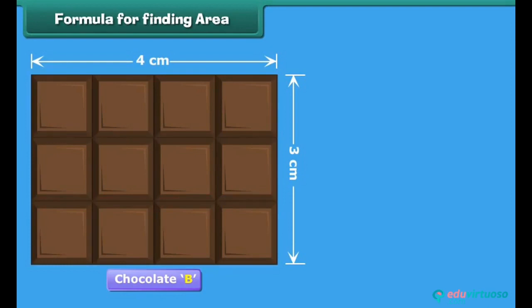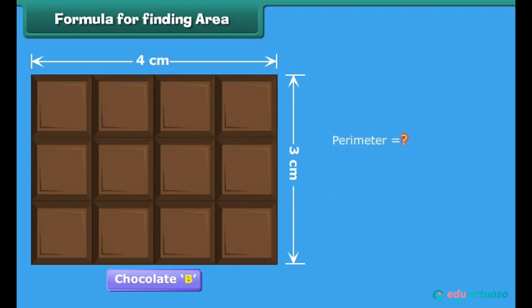We have found the area of chocolate B by counting the total number of squares on it. Alternatively, we can also calculate the area just by multiplying the number of squares along the length of the chocolate with the number of squares along its width. Thus, area is equal to the length multiplied by the width.